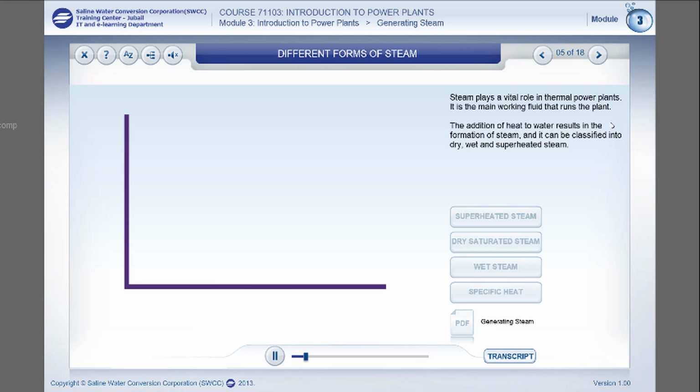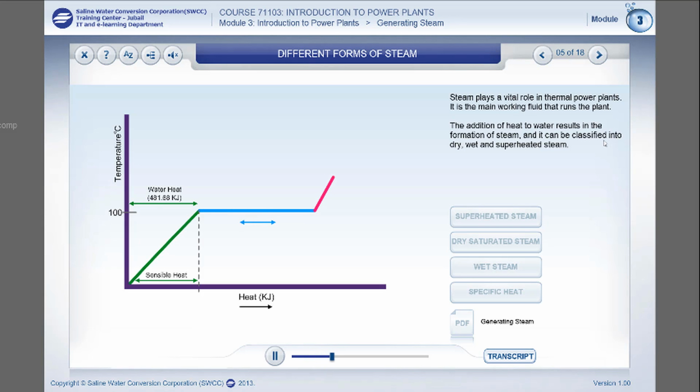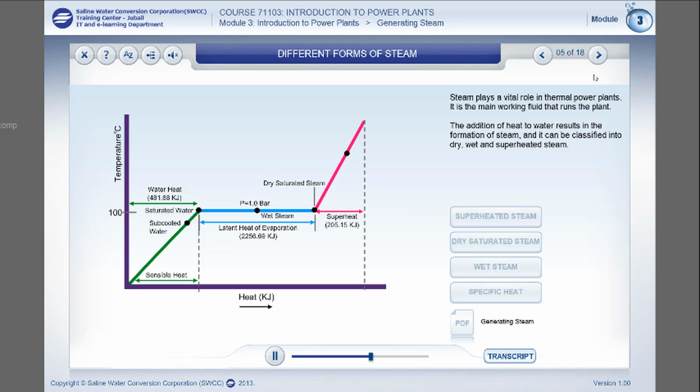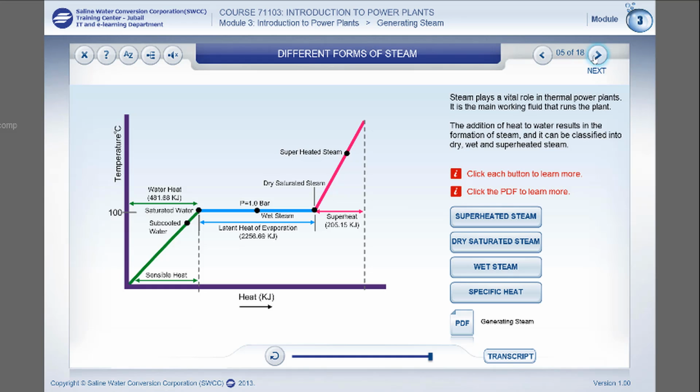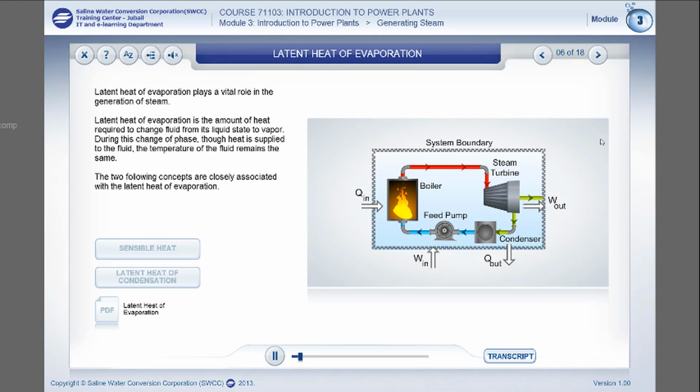Steam plays a vital role in thermal power plants. It is the main working fluid that runs the plant. Water reacts to heat in a certain manner depending on how much it has boiled. Based on this, there are three different forms of steam. These are dry, wet, and superheated steam. The latent heat of evaporation plays a vital role in the generation of steam.